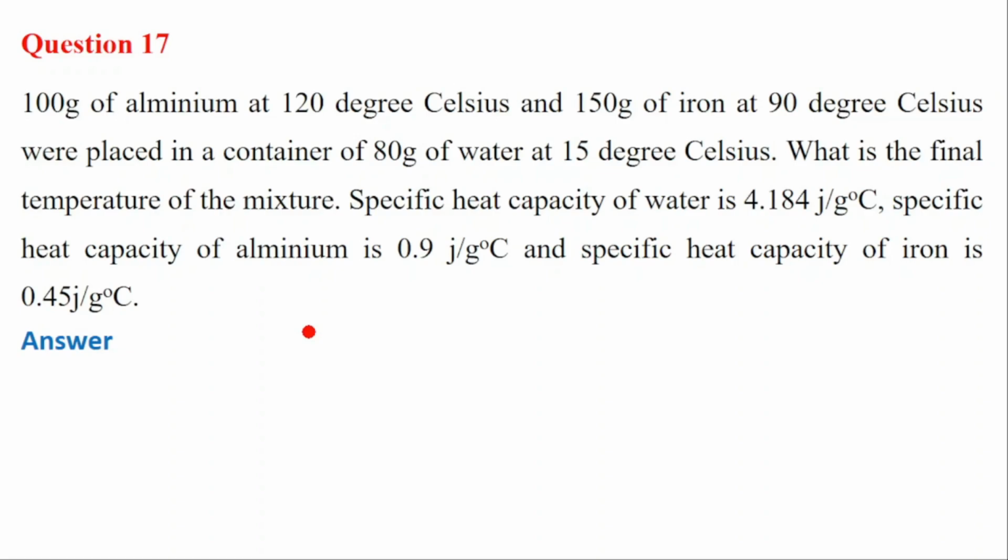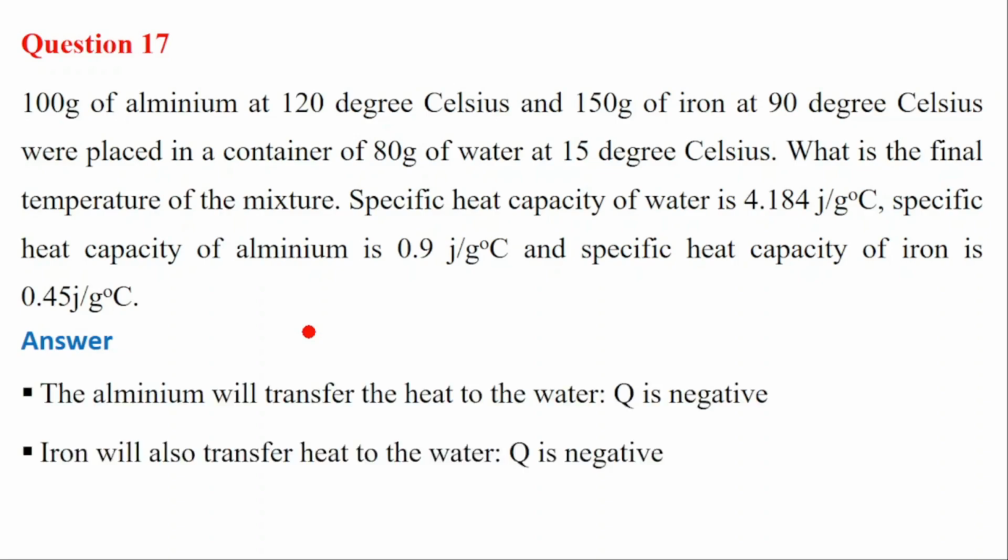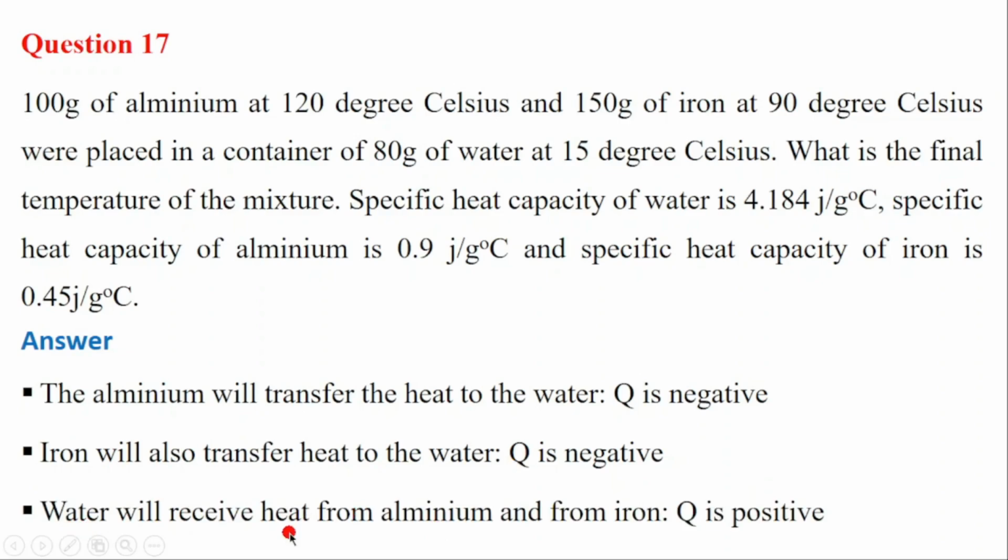So the Q for the aluminium will be negative, the Q for iron will be negative, while the Q of water will be positive. That means that the heat lost by aluminium plus the heat lost by the iron will be equal to the heat gained by the water. Aluminium will transfer heat to the water, so the Q will be negative. Iron will also transfer heat to the water, so the Q will be negative. So then water will receive heat from aluminium and from iron, so we get the water which has Q which is positive.